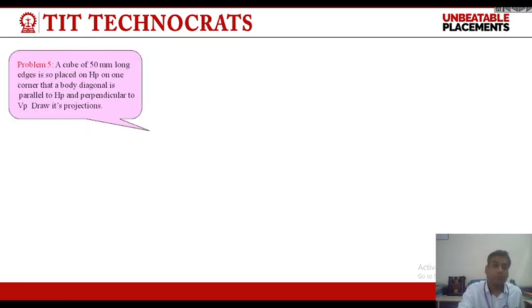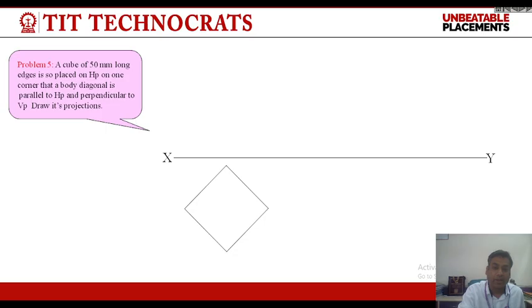Here again a problem of cube is given. By using the similar method which we have used in case of pyramid and cone, the projection of cube can also be drawn. You can go through the problem. A cube of side 50 mm is given, and it is so placed that the body diagonal, which is the solid diagonal of a cube, is perpendicular to VP. So, draw its projection.